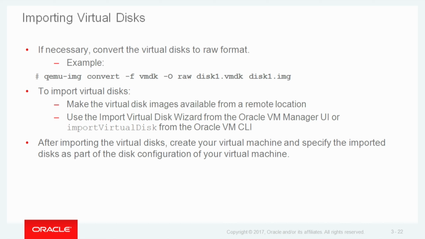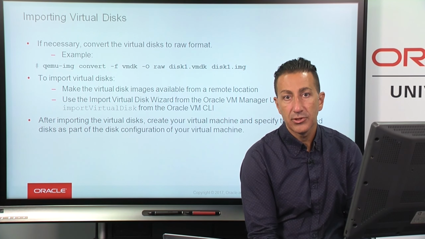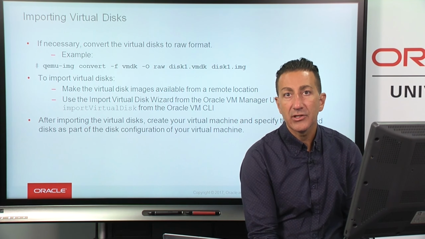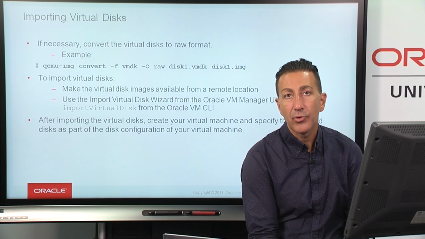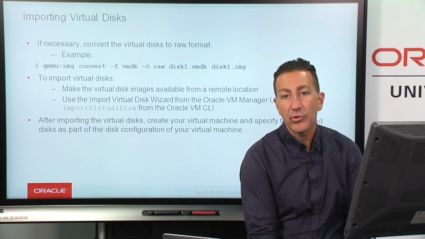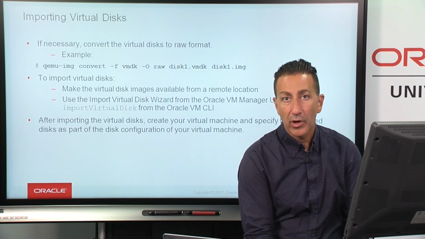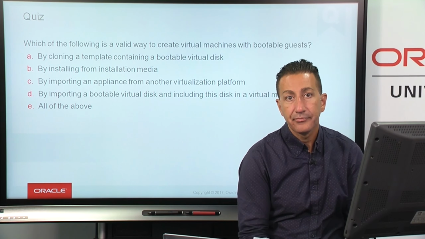The resulting format you see is the .img file, right? So to import the virtual disk, you need to make this virtual disk available from a remote location using HTTP, FTP, NFS protocols, and you use the import virtual disk wizard from the Oracle VM Manager user interface, or you have the option to use import virtual disk from the Oracle VM CLI. After importing the virtual disk, you can create a virtual machine, and during the virtual machine creation assistant, you can attach this virtual disk during the configuration process. In addition, the virtual disk should appear in the repository from which you are importing it, right?